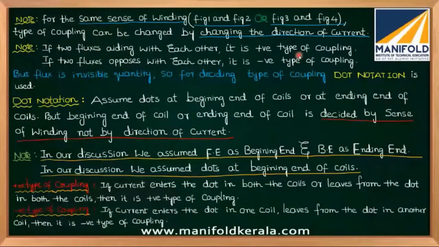I told you already, you can assume dots at the beginning end or ending end, your wish. In my discussion, wherever front end is there, I simply kept a beginning end. Wherever back end is there, I kept an ending end. If you want, you can take reverse also, nothing wrong, but either one you have to follow. Is it clear, everybody? Please respond.